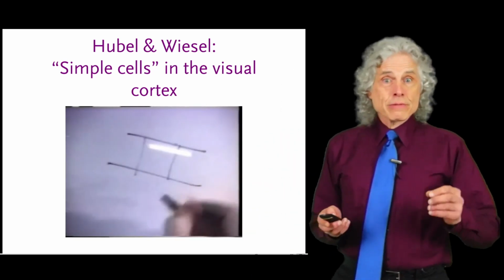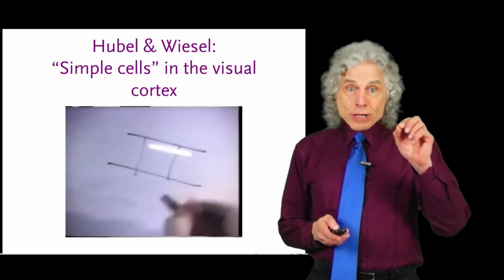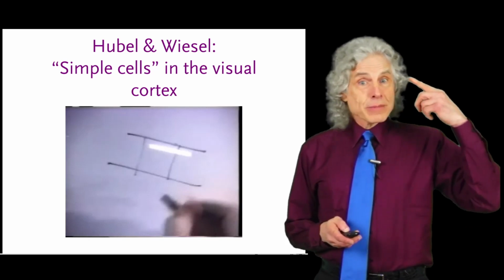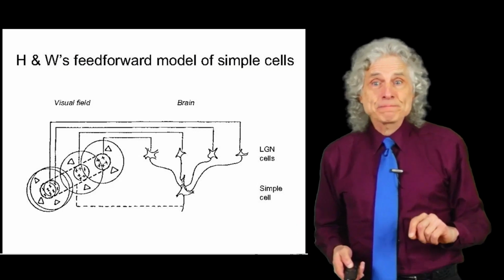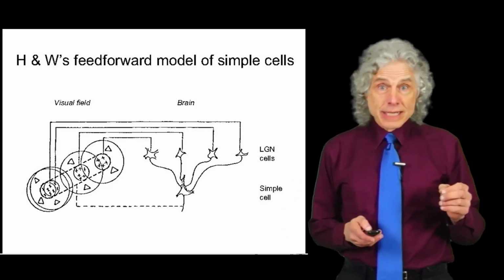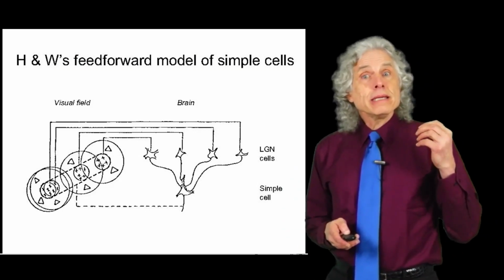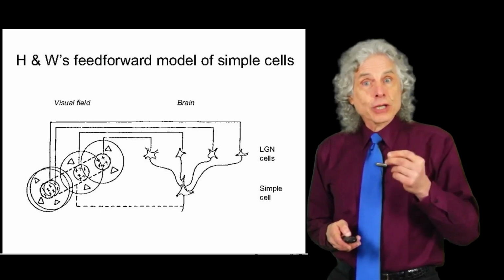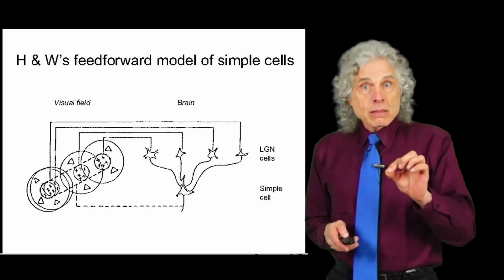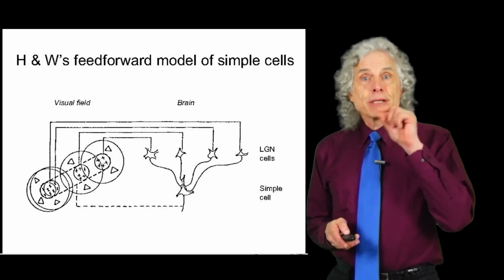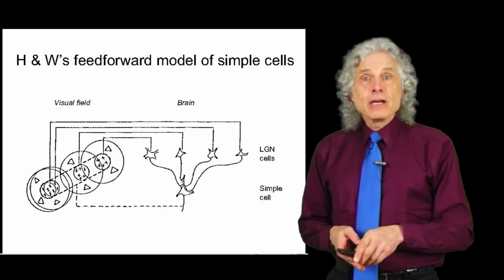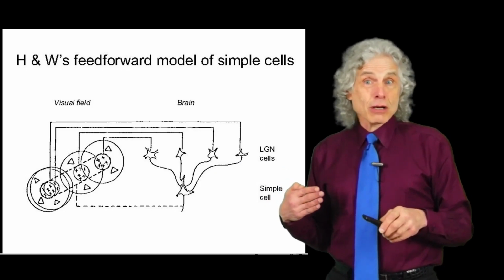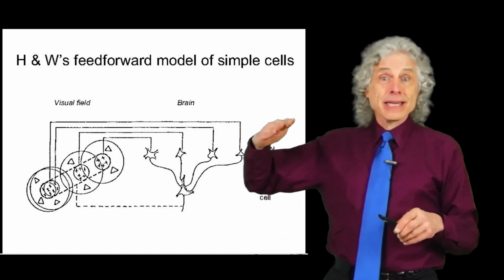Okay, so those are the cells that they were recording from, came not from the eye, but from the brain, from the primary visual cortex. And they hypothesized that they were the result of a circuit that translated from mere pinpoints of light, nothing particularly intelligent there, to the first thing that we might be willing to call a pattern in the brain, namely a line.